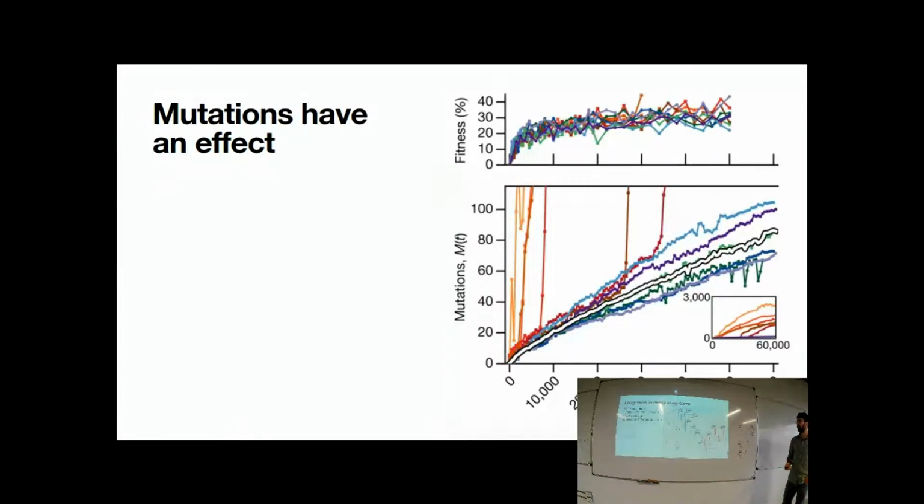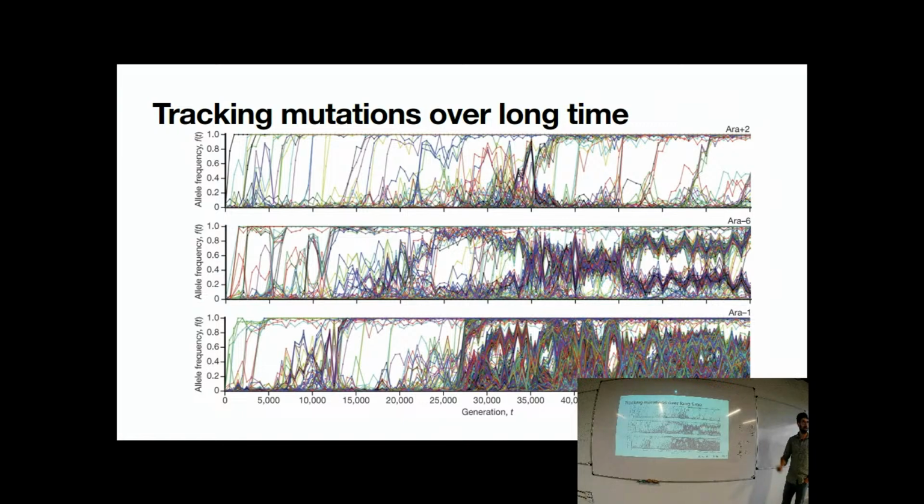Now, what is interesting is that you clearly see mutations, that the genetic structure of the population is changing. Here are different sites, and they are changing all the time. And this is going on, it doesn't stop.